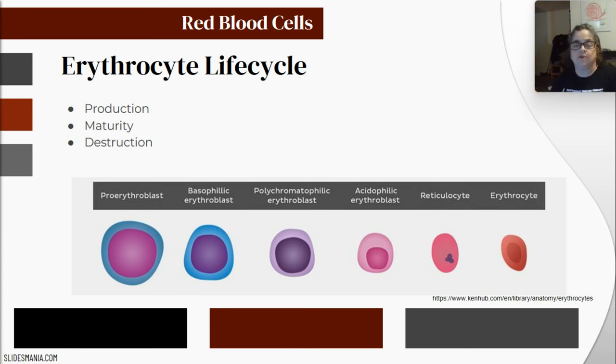So we replace these all the time, which is a really good thing, because if we lose blood or donate blood, we want to be able to make more. So we need to be able to make new blood cells.